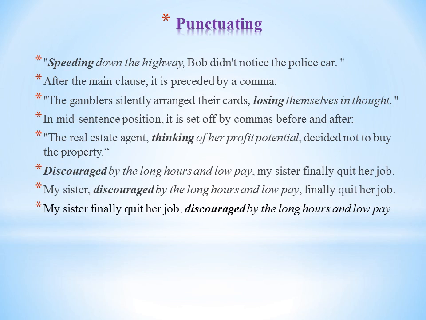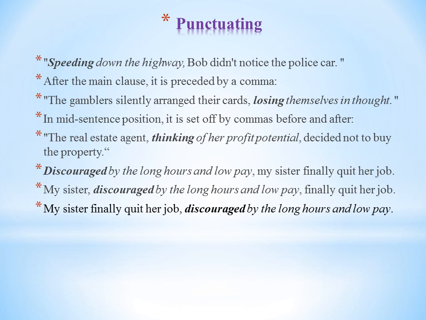Before the main clause, the participle phrase is followed by a comma. Speeding down the highway, Bob didn't notice the police car. After the main clause, it is preceded by a comma. The gamblers silently arranged their cards, losing themselves in thought. In mid-sentence position, it is set off by commas before and after.